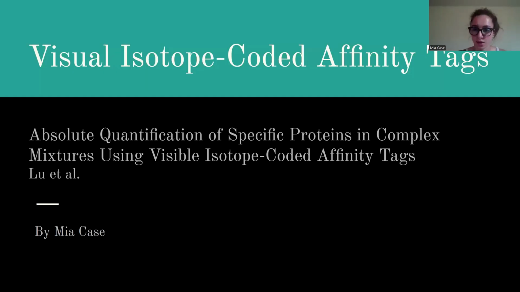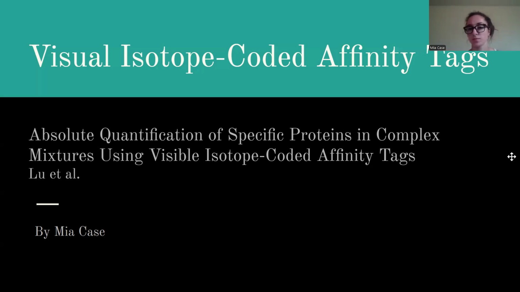Hi, my name's Mia Case, and I'll be discussing and analyzing the paper Absolute Quantification of Specific Proteins and Complex Mixtures Using Isotope-Coded Affinity Tags. It was published in 2004 by Liu et al. This paper introduces the VICAT technique, which is a strategy for quantifying low abundance proteins in complex matrices. I'll walk you through the methods, how it compares to traditional techniques, and what future directions we see this going in.